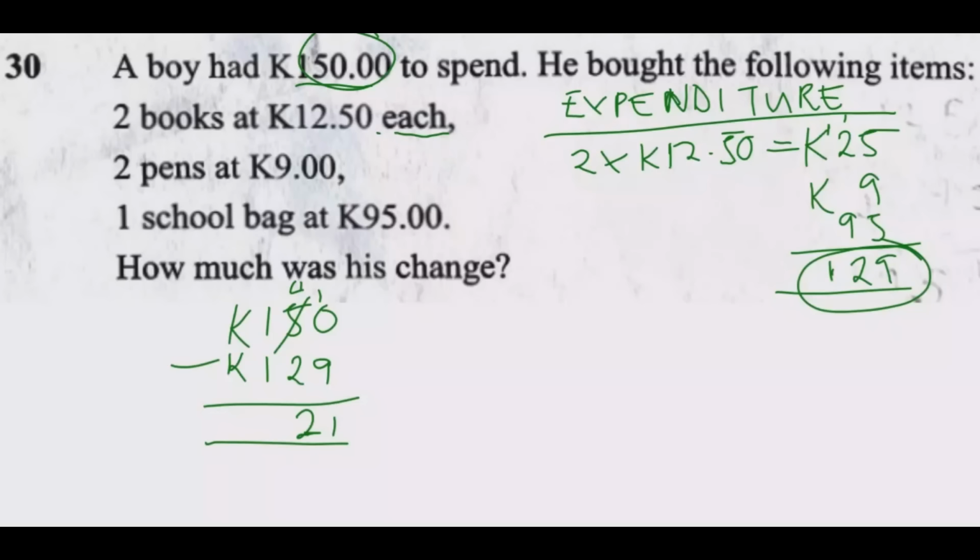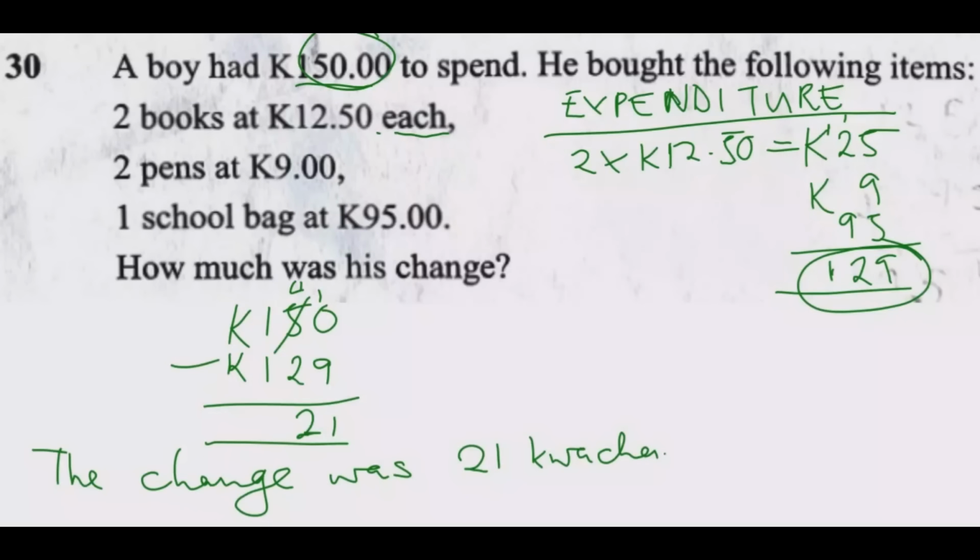So we can even write that statement to say the change was 21 kwacha. The change was 21 kwacha. That was the change he remained with. This is the money he remained with. So basically that's how you go about this question.